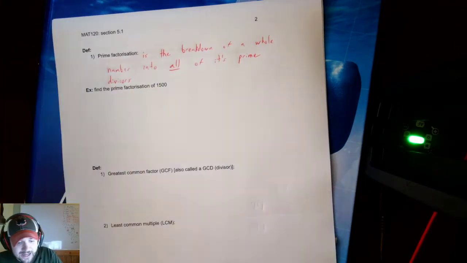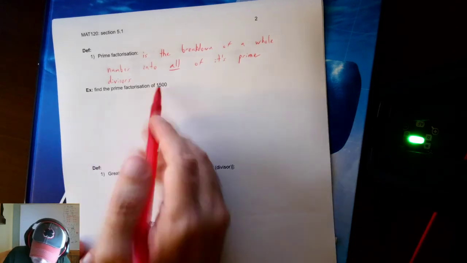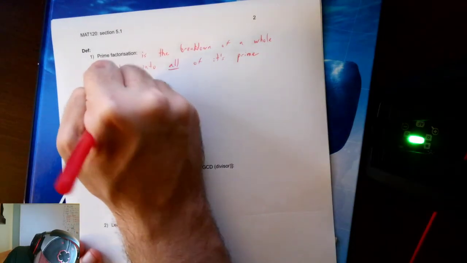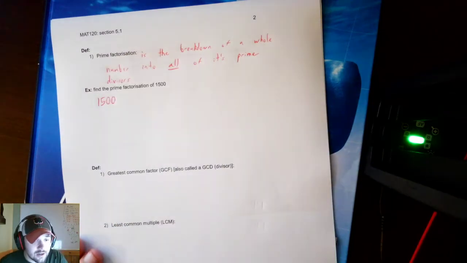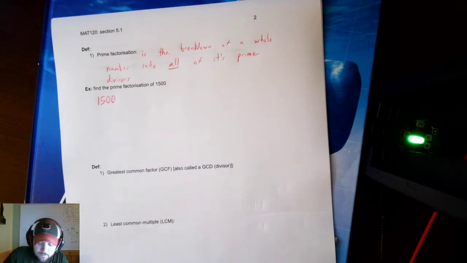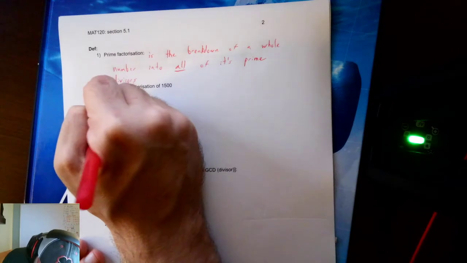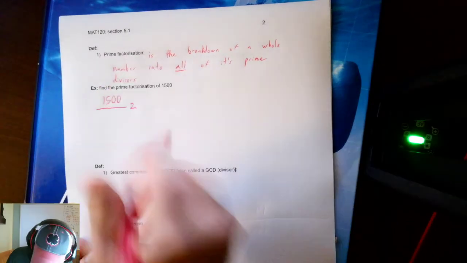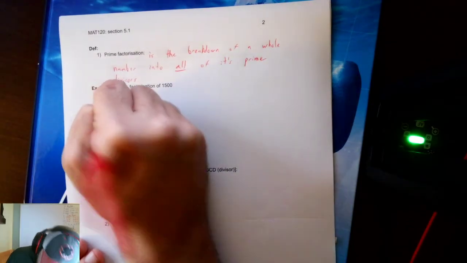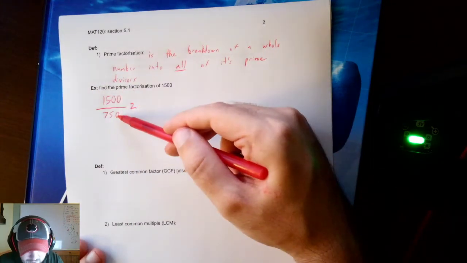So how do we find the prime factorization? Well, the way I like to do it is write the number out and then start checking which numbers can divide it, working through the prime numbers. What's the first prime number? The number 2. Can 2 divide 1,500? Yeah, it's even. So I'm going to put 2 here, and then I'm going to put 750 here, because 1,500 divided by 2 is 750.